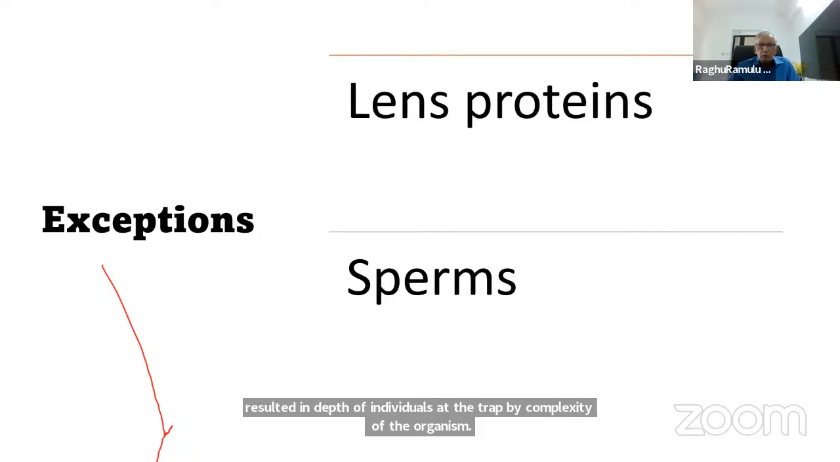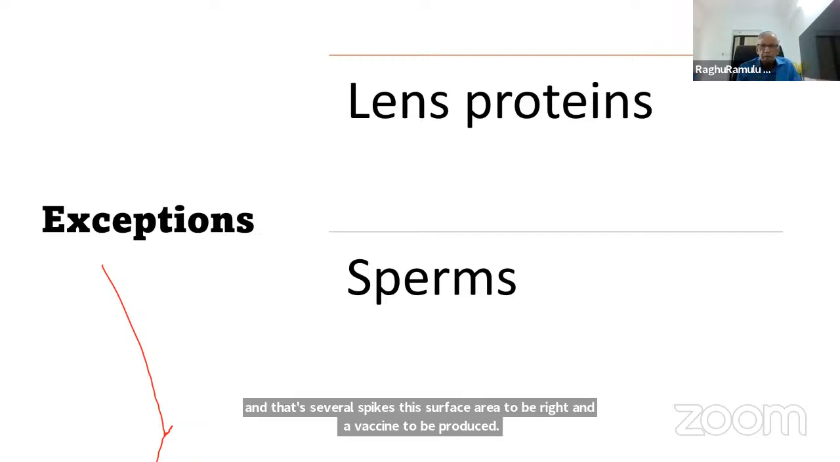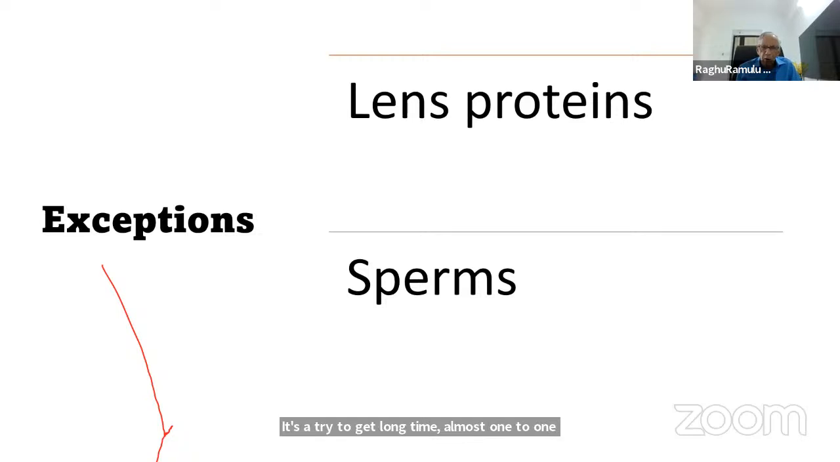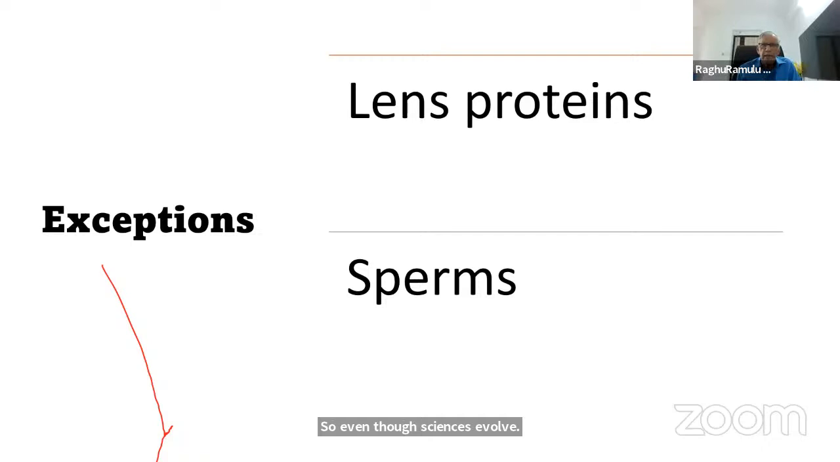The vaccination protocols and vaccine production took a long time. For vaccination protocols, we have to have the entire topography of the foreign organism, the sequence of antigens. Because it was a spiked one with several spikes, the surface area had to be read and then a vaccine produced. It took a long time, almost 1 to 1.5 years. So even though science has evolved, we are still not able to read perfectly when organisms undergo drastic changes.